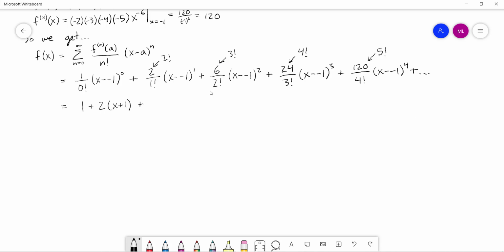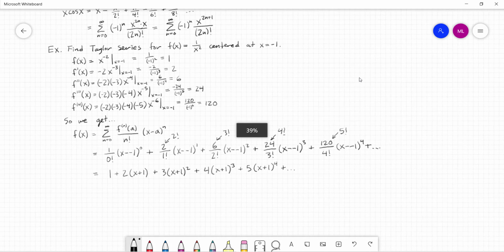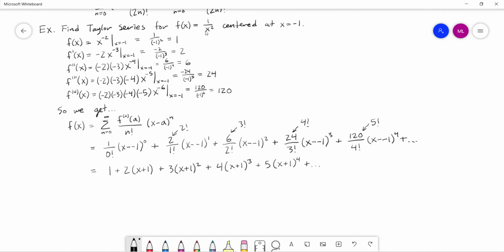So let's do this next one. 3 factorial over 2 factorial, 6 over 2 is just 3 times x plus 1 squared. Then the next term, simplifying between these two, 24 divided by 6 is 4, as we expected, times x plus 1 cubed. 120 divided by 24 gives me the 5, as expected, times x plus 1 to the 4th, plus ... So here is my polynomial so far, centered at -1, that's equivalent to the function 1 over x squared that we've got here.